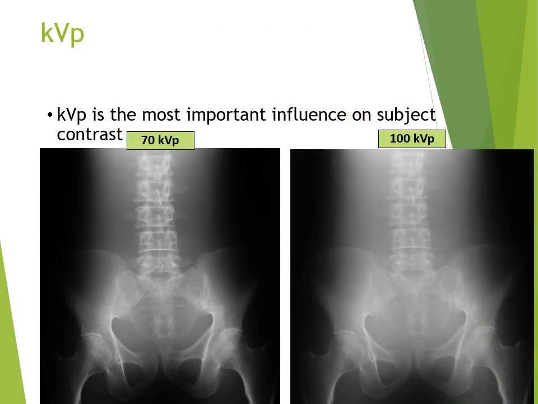KVP is the most important influence on subject contrast. At low KVP, we have more photoelectric than Compton interactions. As KVP increases, we have less photoelectric interactions. In fact, they decrease by a cubed effect. So when we look at the image on the right-hand side, we have low contrast because we have more Compton than photoelectric interactions at high KVP.